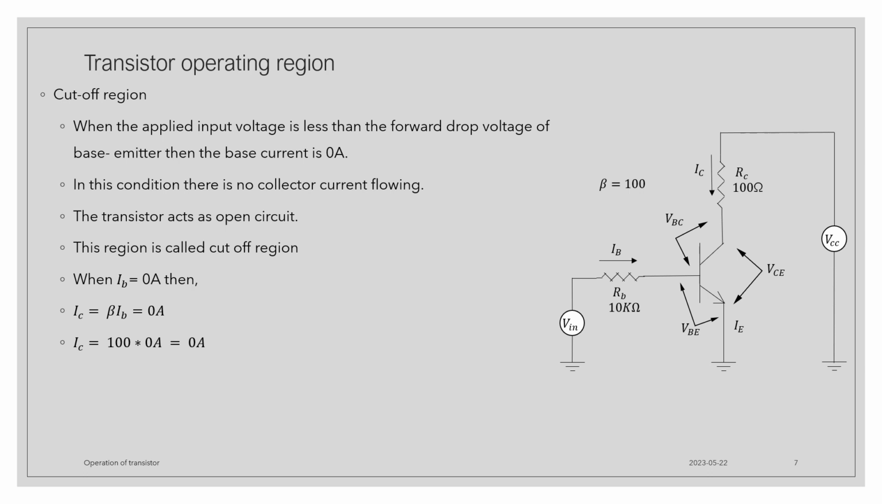A transistor operates in 3 regions: cutoff, saturation, and active region. Let us now look at cutoff region. If the input voltage Vin is less than the forward drop of the base emitter voltage drop, then base current is equal to 0. When base current is equal to 0, collector current is also equal to 0 amps. As there is no current flowing, the transistor acts like an open circuit. The resistance across it is very high. Hence, this region is called the cutoff region.